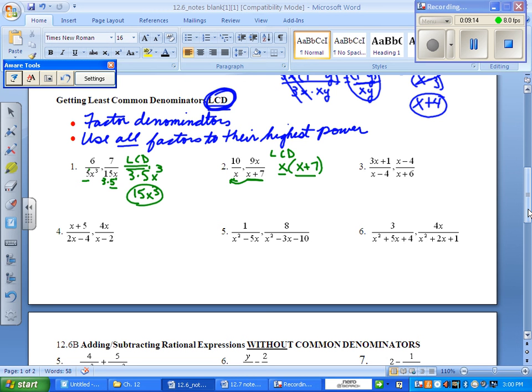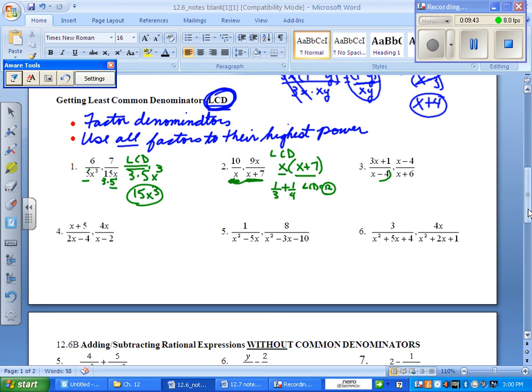So let me just model this. If I had a 1/3 plus a 1/4, there's nothing that 3 can be multiplied by to give you 4, and 4 cannot be multiplied to give you 3. So you have to multiply them by each other. The least common denominator there would be 12. That's kind of how this set of denominators works also. You have to multiply them by each other to get to the least common denominator.